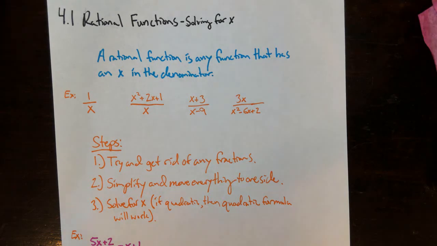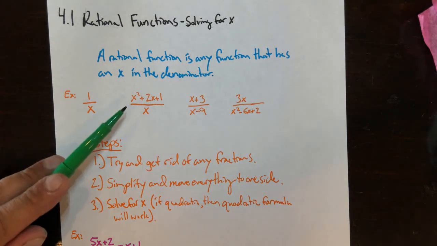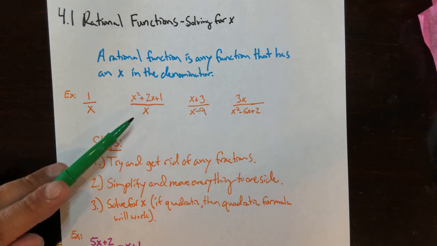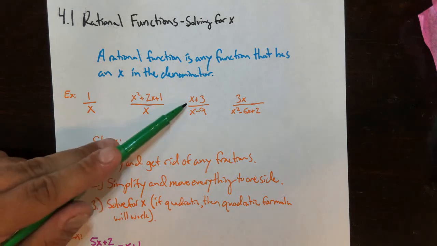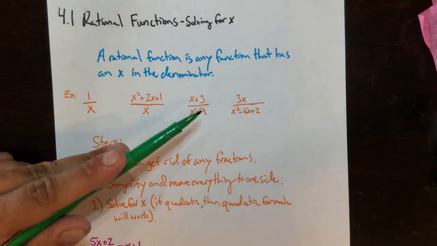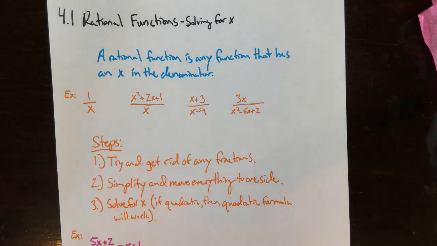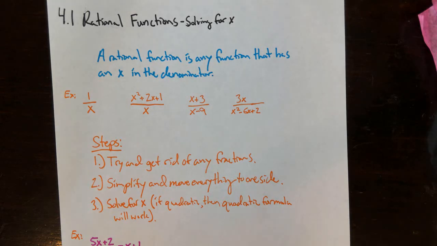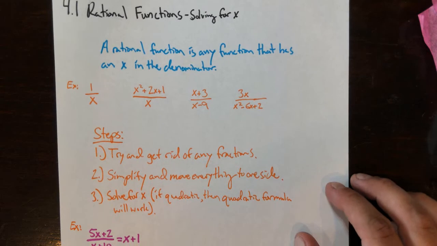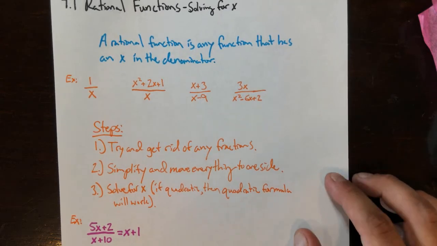1 over x is a rational function. x squared plus 2x plus 1 over x is a rational function. And then we have stuff like x plus 3 over x minus 9, and 3x divided by x squared minus 6x plus 2. So notice that all of those have an x or an x and something in the denominator. So that's what makes a rational function rational. We get the word from ratio, right? A ratio is a multiplicative comparison between two things. So let's talk about how to solve for x when we have rational functions in equations.